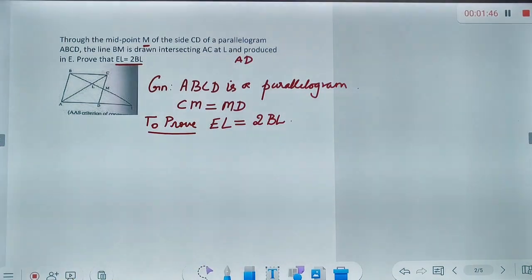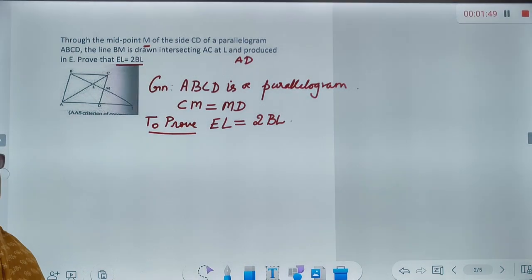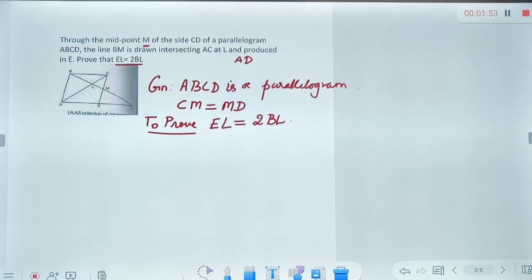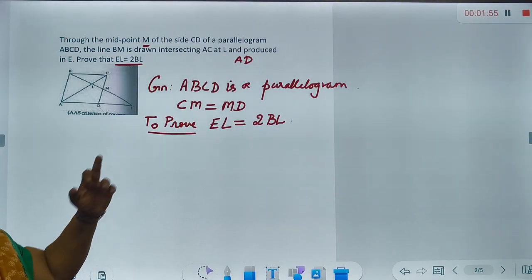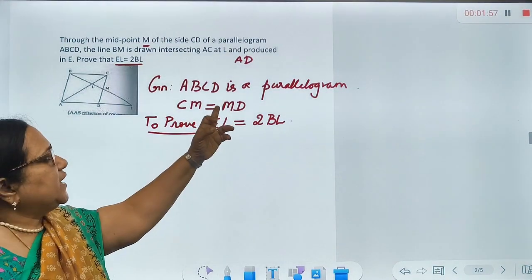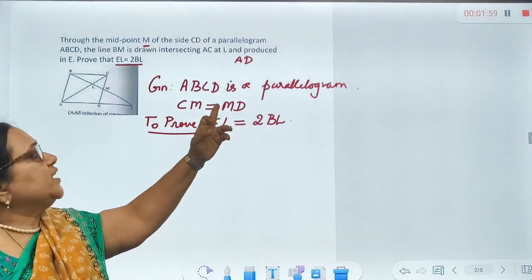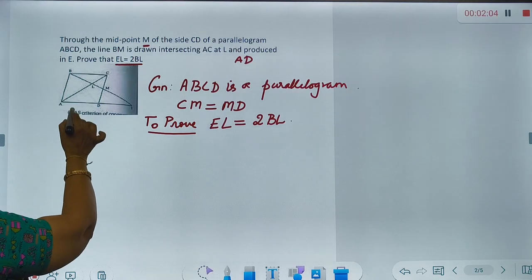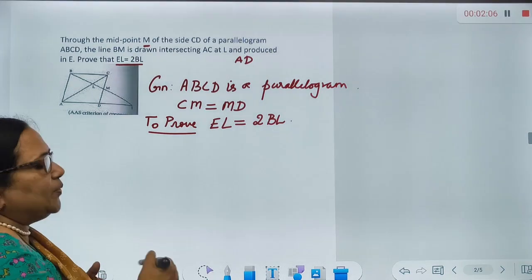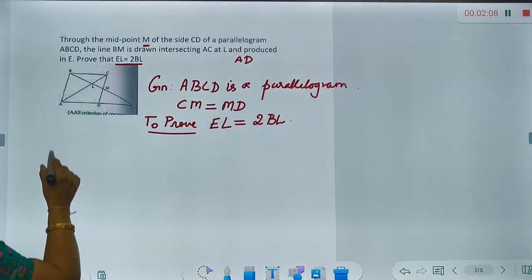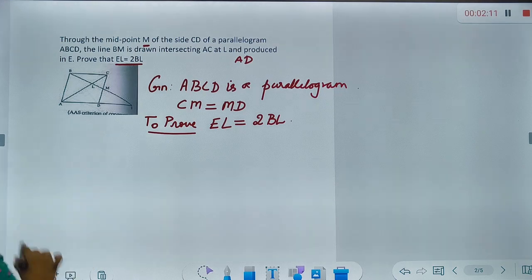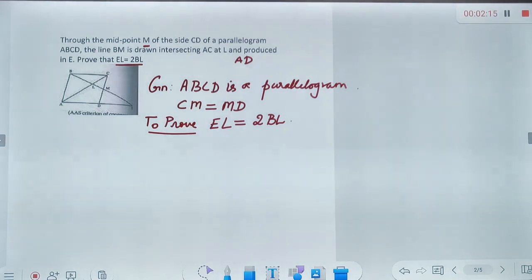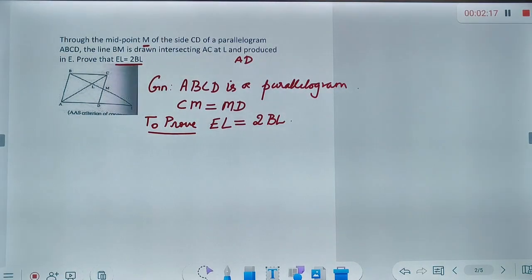See, I have always told you that in any problem, first identify what is given, what is to be proved, and let us see how we can connect them with what is given to us. We will prove this using the given information. What is the given information? ABCD is a parallelogram, so opposite sides are equal. That interpretation you have to make. And AE is an extension of AD, and M is a midpoint of CD. So these are the things that we know. With that we have to prove this.